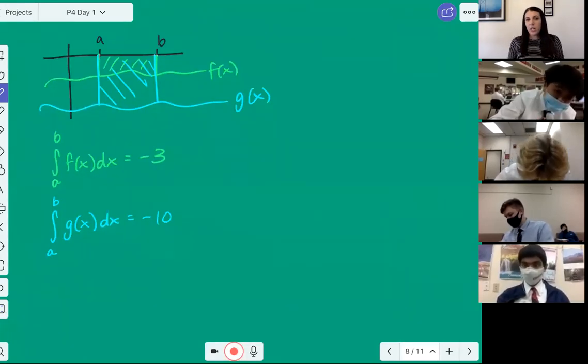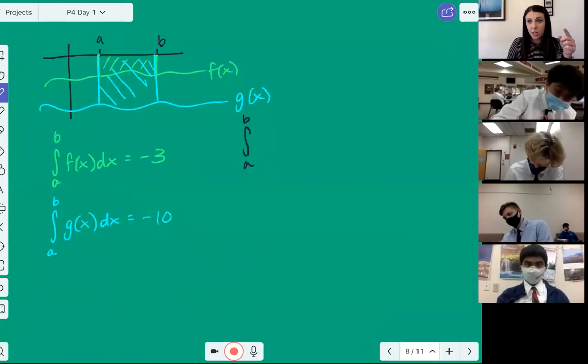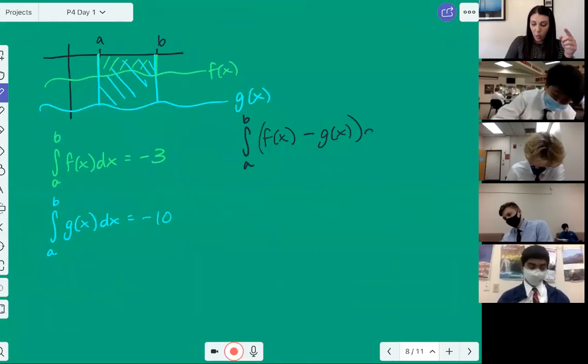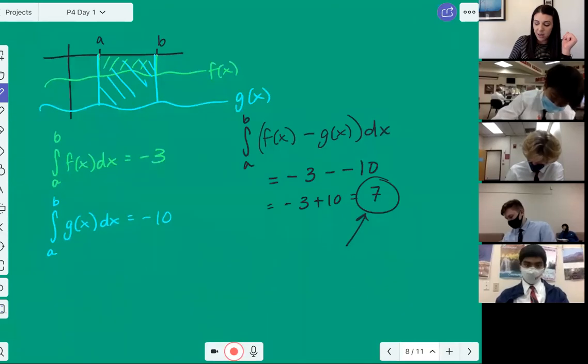Some guys think they want to do the farthest away from the x-axis. You don't. You still want to do top minus bottom. So I'm still going to go from a to b of top, the top function f of x here, minus the bottom function, which is g of x. Since the integral of f of x is -3, I would get -3 as the first outcome minus a -10, or the same as -3 plus 10, which will give me a +7.